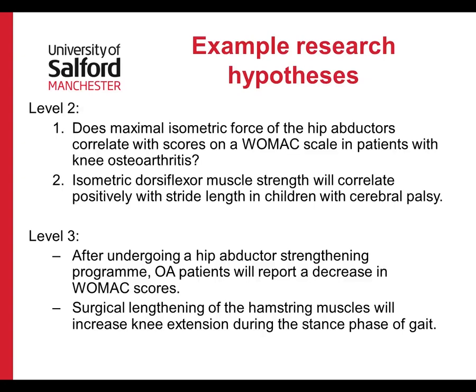So if we look at some level 3 hypotheses, after undergoing a hip adductor strengthening program, OA patients will report a decrease in WOMAC scores. So again, we've said what we're going to measure, the WOMAC scores, and we've anticipated the direction of that change. We're saying it's going to decrease. Another example will be surgical lengthening of the hamstring muscles will increase knee extension during the stance phase of gait. So in that situation, again, we've been very specific about what we're going to measure, which is knee extension during the stance phase of gait. And again, we've anticipated the relationship. So we're saying that knee extension will increase.